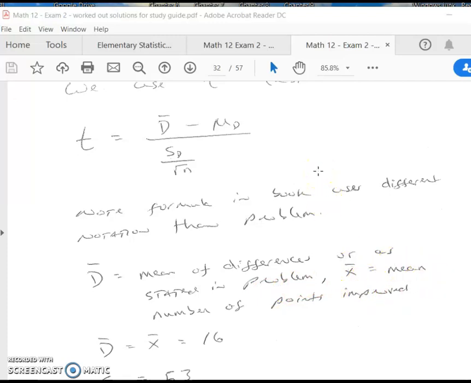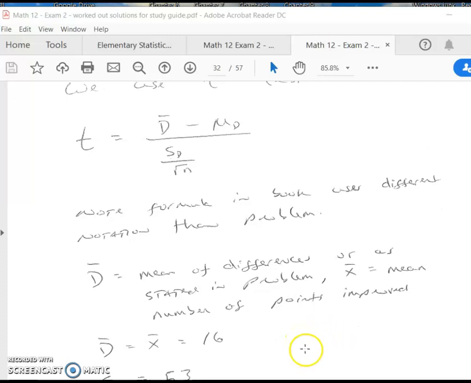So, as I said before, it's so important to be able to articulate exactly what the random variable is. The random variable is number of points improved. That's the random variable. So X bar or D bar is the mean of the differences of the scores. Okay, the original random variables are the scores, but now we're interested in a different random variable.